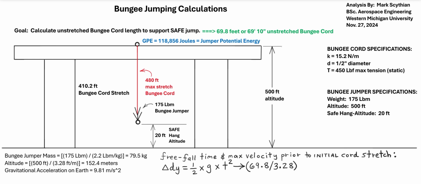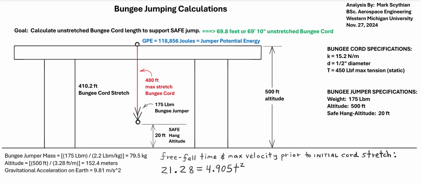So we start first by converting the 69.8 feet of free fall, equal to the unstretched cord length. 69.8 divided by 3.28 is the meters of free fall distance, 21.28 meters, then made equal to 1/2 G, or 4.905, then times T squared.